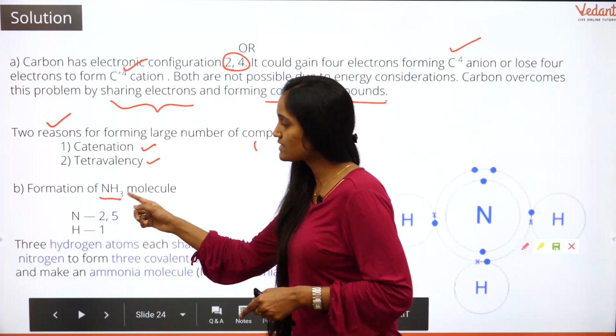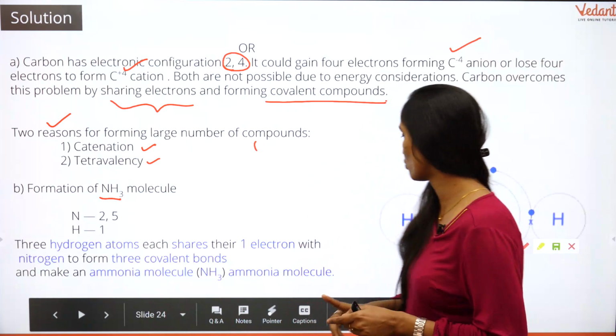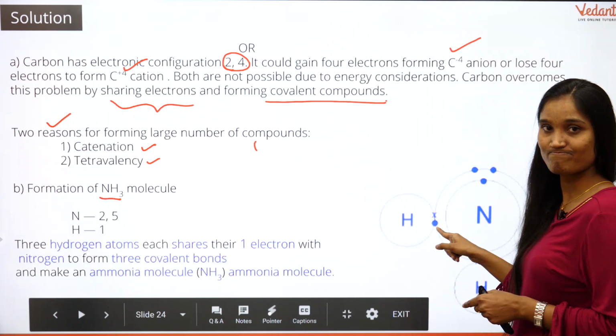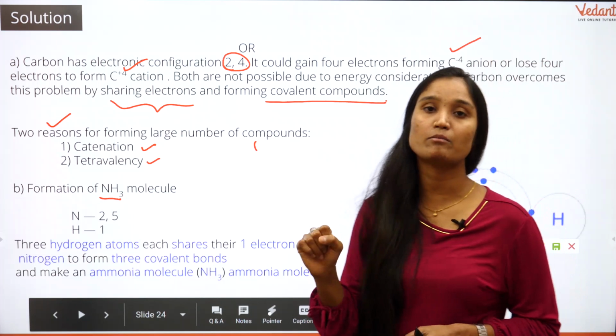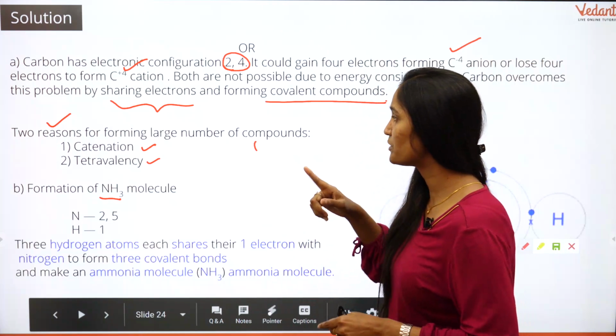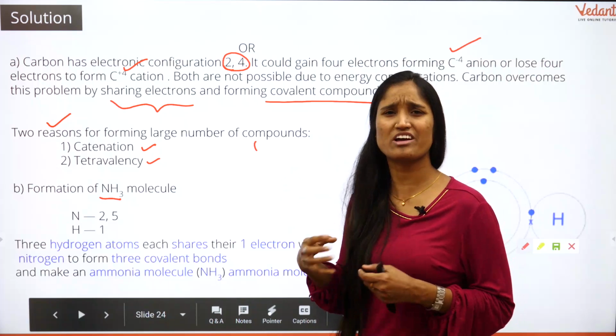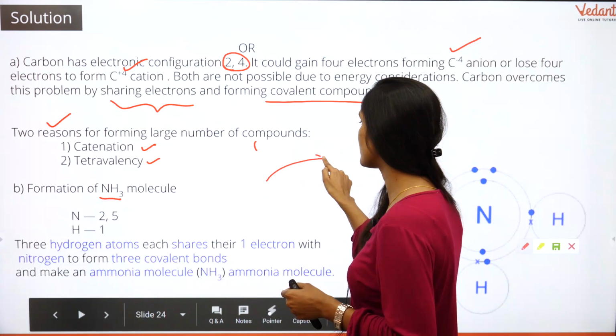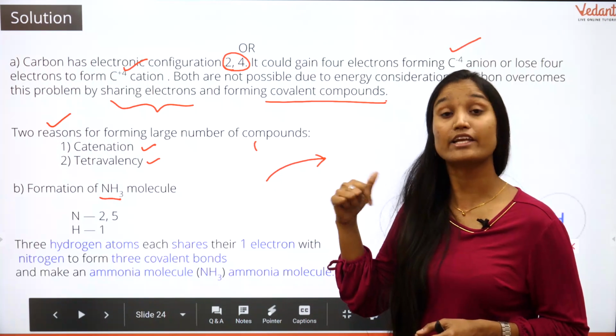Now because it's a covalent bond here, you have to show sharing of electrons. And if you are talking about an ionic bond, then you would be showing the donation or transfer of electrons, and you will use symbols like an arrow mark in the case of an ionic bond.